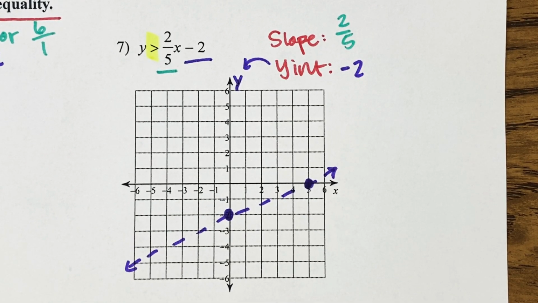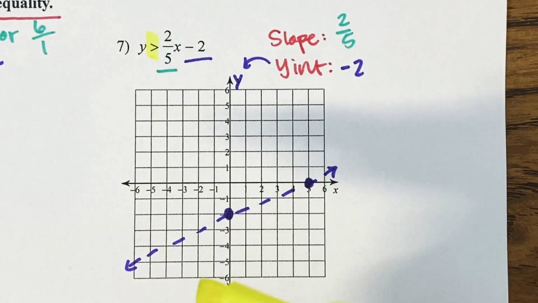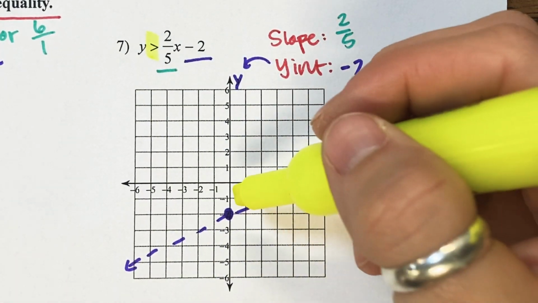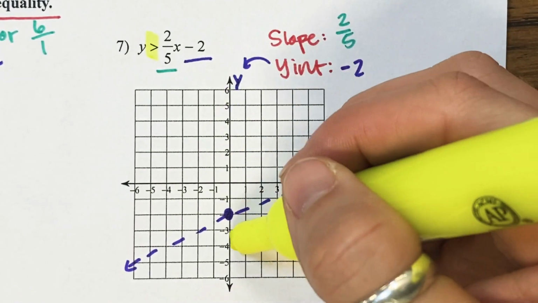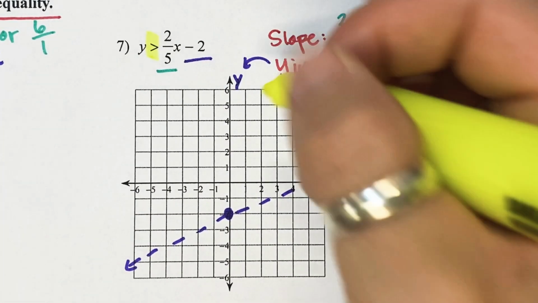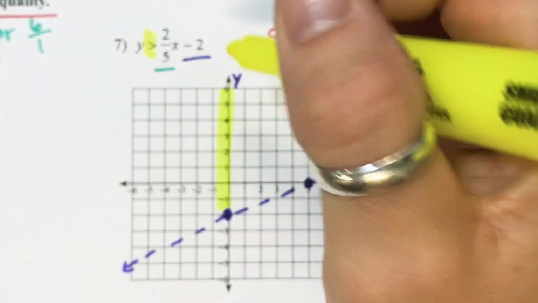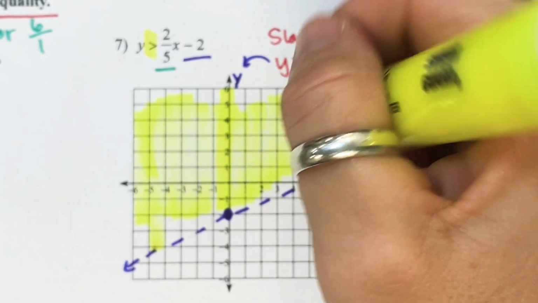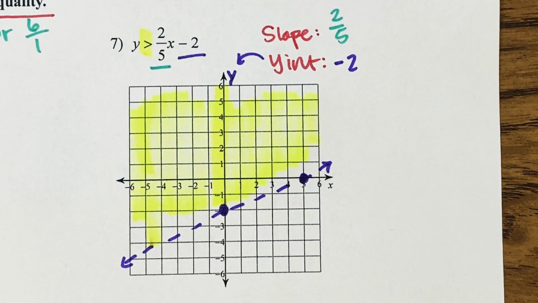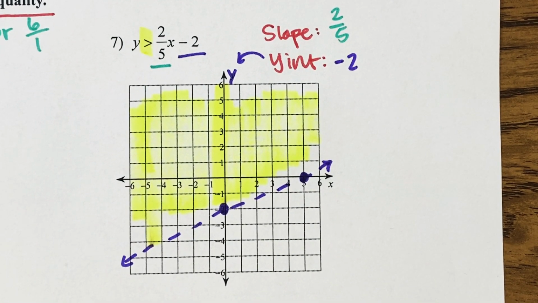So if this is saying y is greater than, where are my y values? Look at my y-axis. Where are they getting bigger? Am I going to shade up or down? I'm going to shade up. That's where they are getting bigger, which means I shade that entire side of the line. Beautiful.